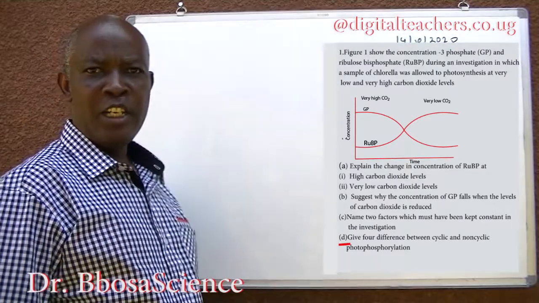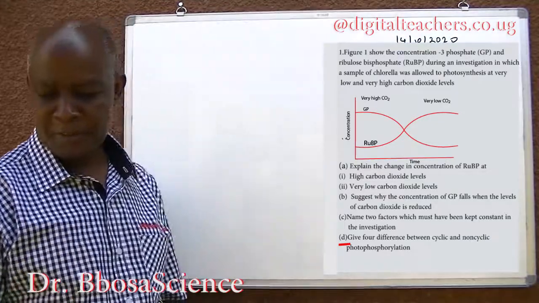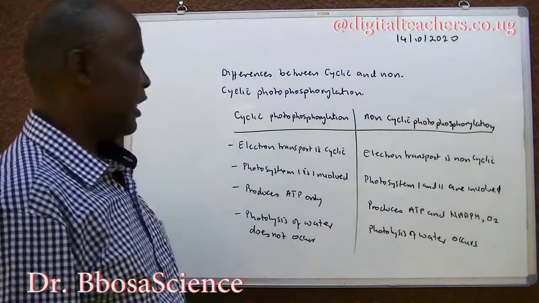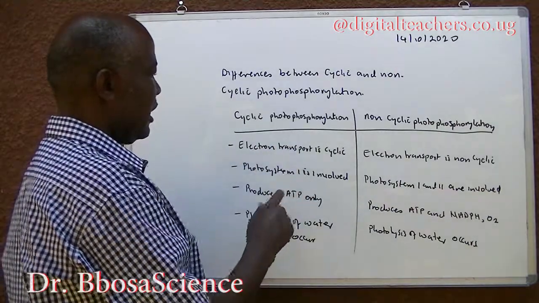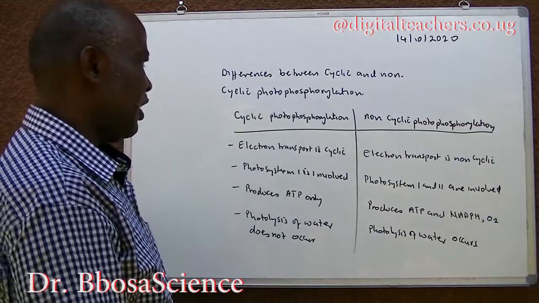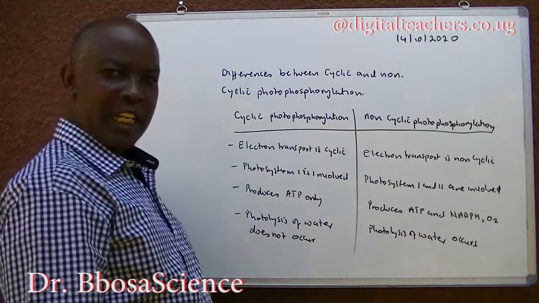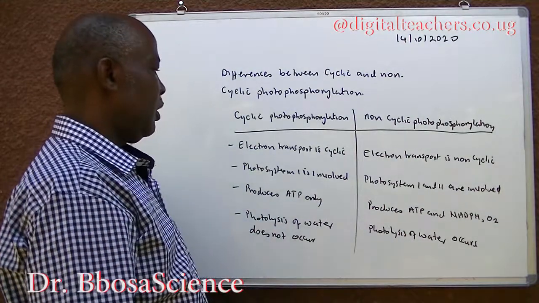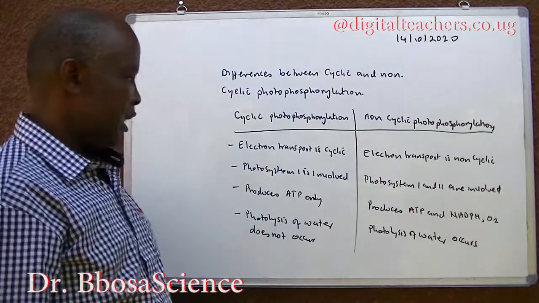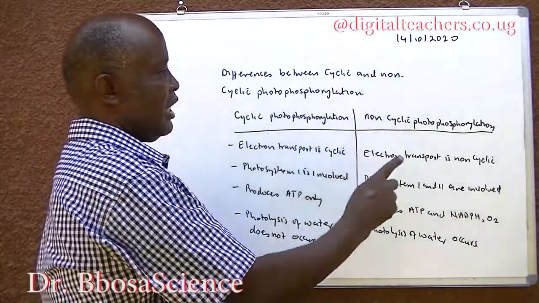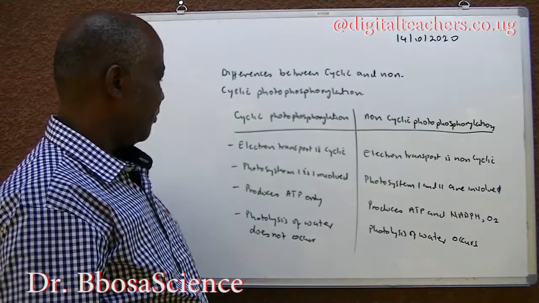D. Give 4 differences between cyclic and non-cyclic photophosphorylation. Electron transport is cyclic in cyclic photophosphorylation. In non-cyclic photophosphorylation, electron transport is non-cyclic. 2. In cyclic photophosphorylation, only photosystem 1 is involved. In non-cyclic photophosphorylation, photosystem 1 and 2 are involved.